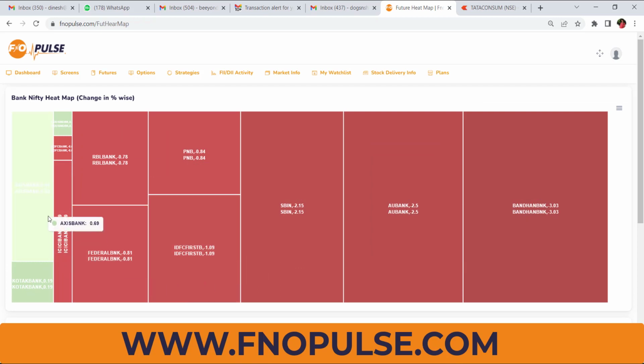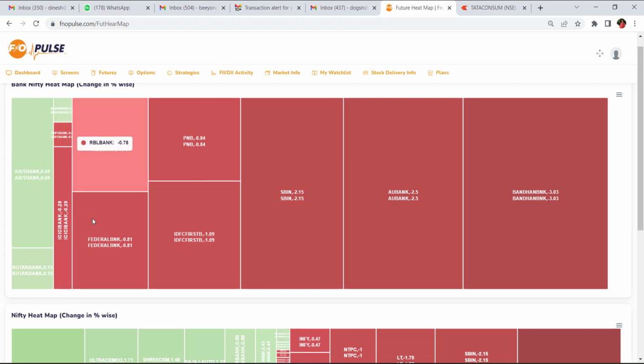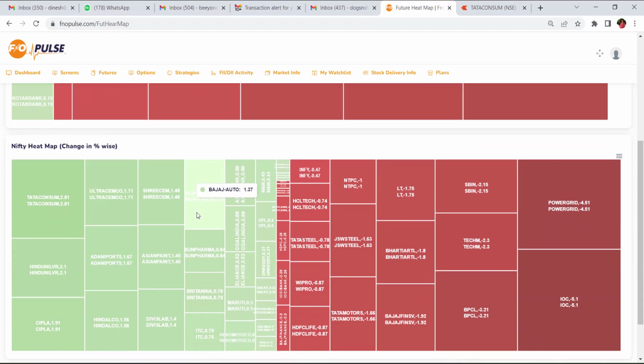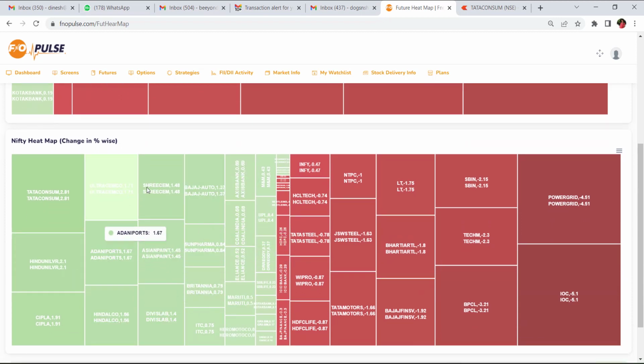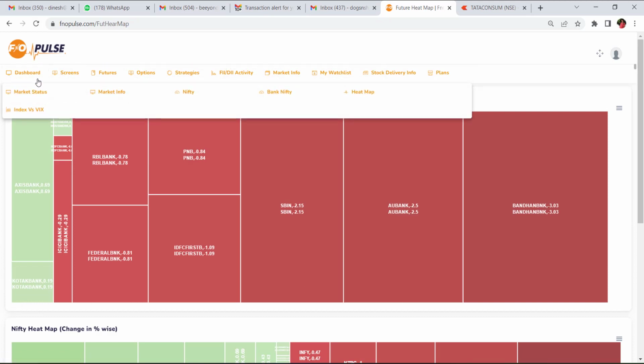The heat map indicates that the banks in red color are on the negative side, and the green ones are performing positive. That means advances are green and declines are red. The Nifty heat map works the same way. The 27 stocks we are seeing are in green color, the others are in red color. This is how the heat map gives results here.